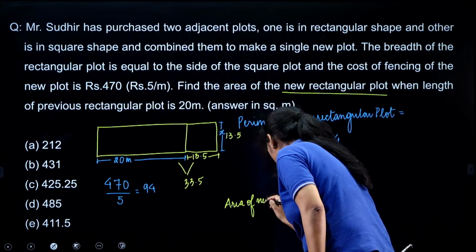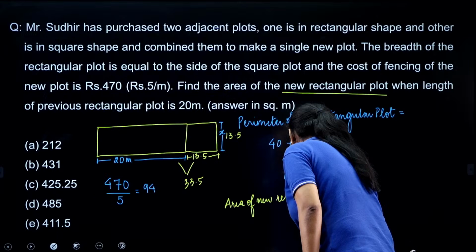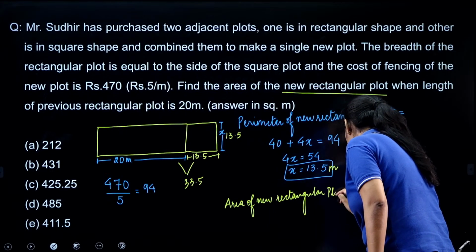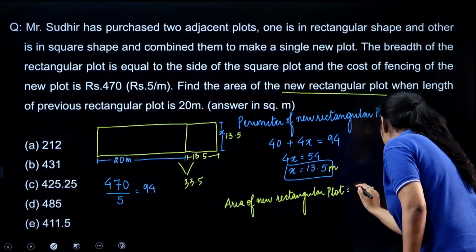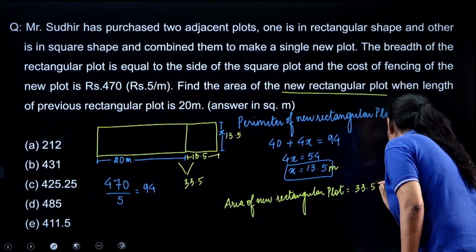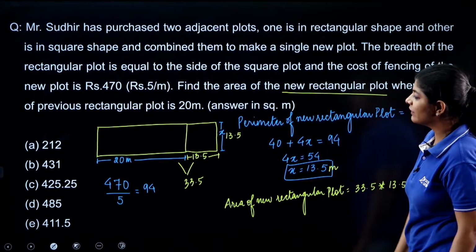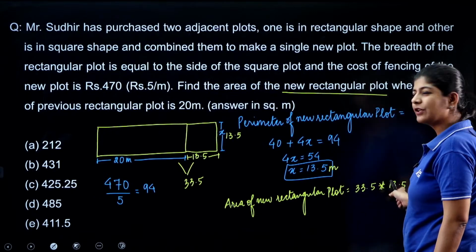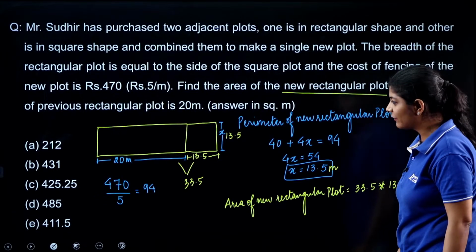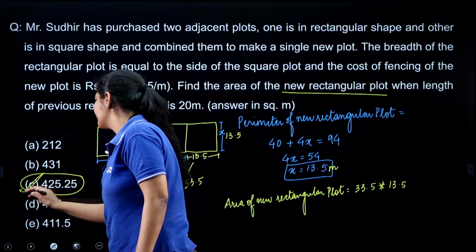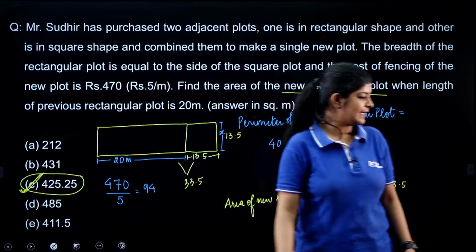So the area of the new rectangular plot is 33.5 multiplied by 13.5. When we multiply it, because of this 5 into 5, we know that we will get 2.5 something in the denominator. So option number C is the correct one. Option number C is the correct one.